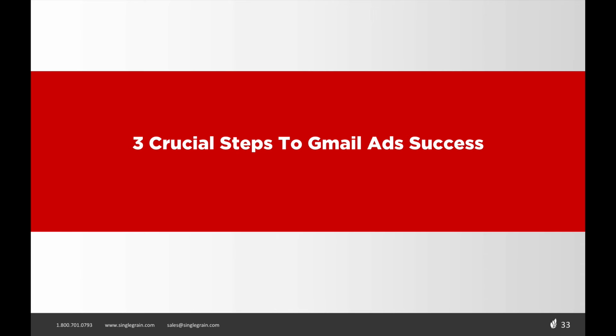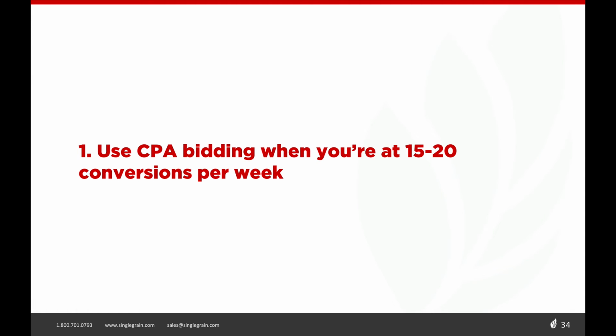We're going to talk about that in this section, which is the 3 crucial steps to Gmail advertising success. So the first thing you want to do when you're doing Gmail ads is, once you have it working, switch to cost per acquisition or CPA bidding when you're at 15 to 20 conversions per week, because Google actually does a pretty good job of determining who they should be showing the ads to and who is more likely to convert. So CPA bidding is a good bet once you're at 15 to 20 conversions.